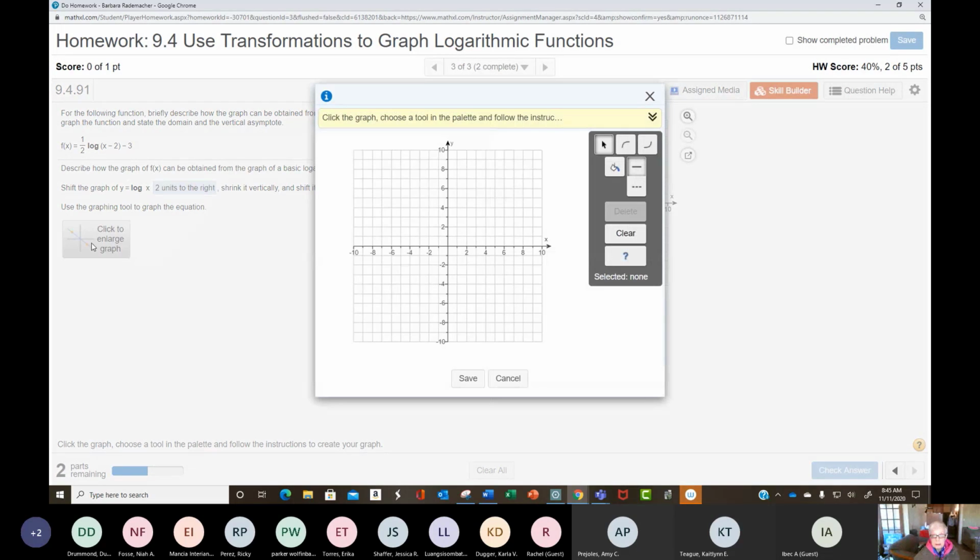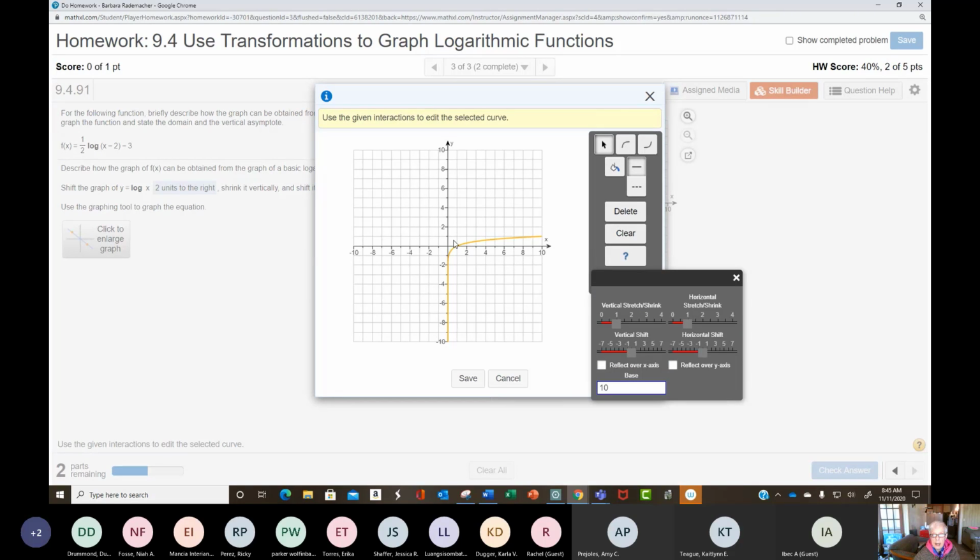Now we graph it. One more time. The logarithm tool, click the graph. They've given you your base. They didn't leave it up to you, not yet. You're going to have a vertical shrink of 1/2.